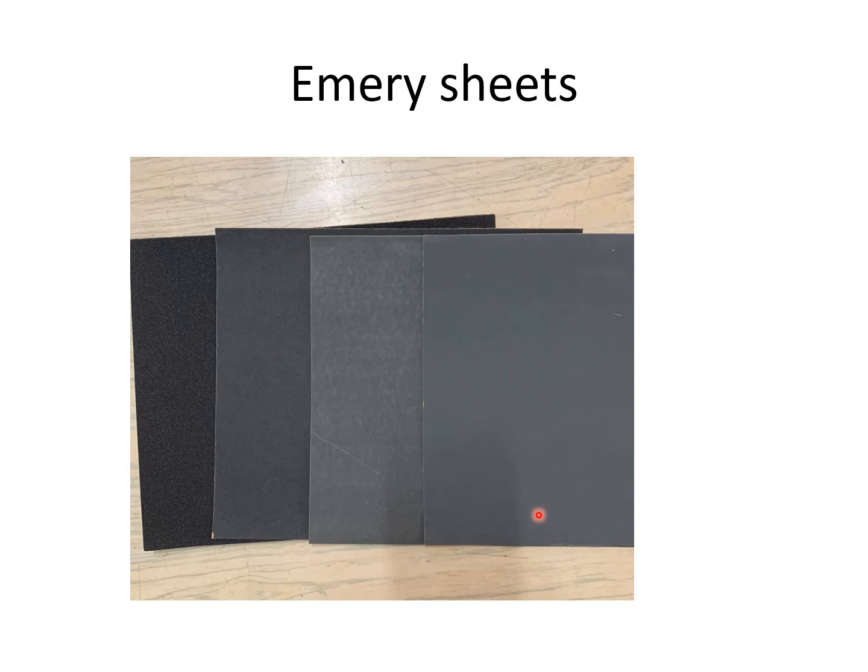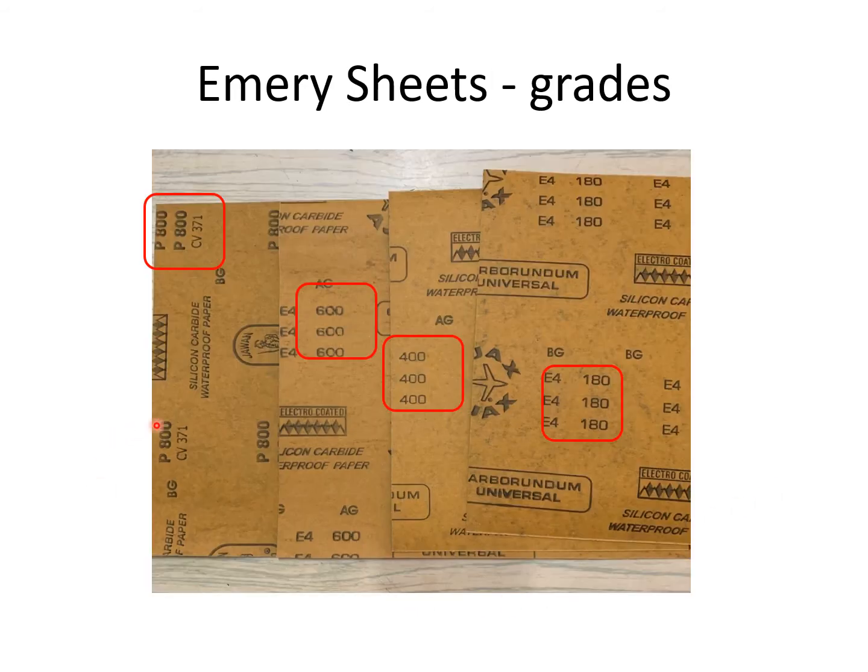If the scratches are thoroughly removed, the 800 scratches will be further removed using cloth polishing. Behind the sheet we can see this number, which will be useful for you to identify the sheets.